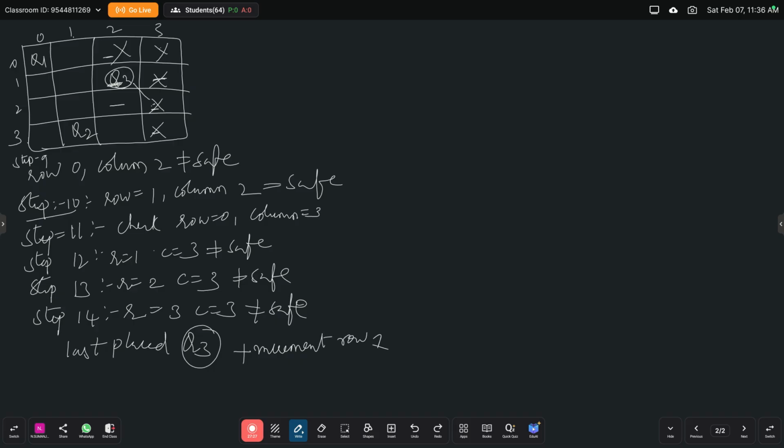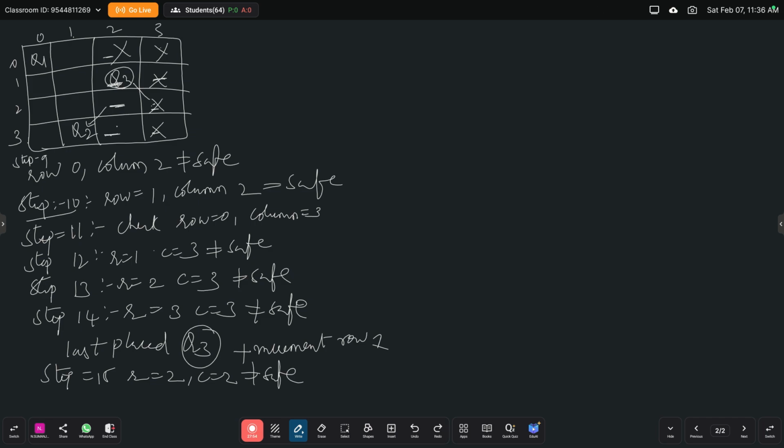Step 15 is what place? Step 15 equals row 2 and column 2. Is that safe? This is not safe. Why not safe? Because it forms a diagonal to q2. So that place is also not safe. When the place is not safe, then increment the row. We are at this stage.